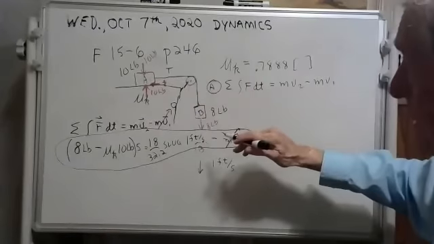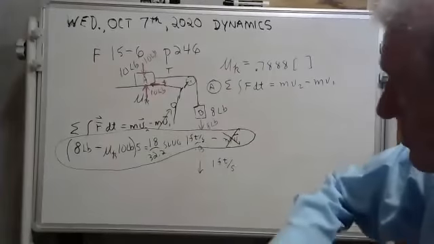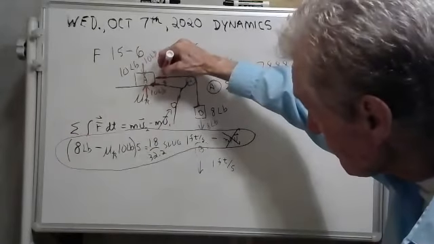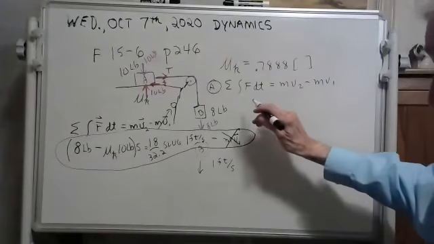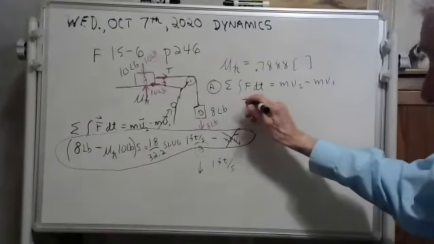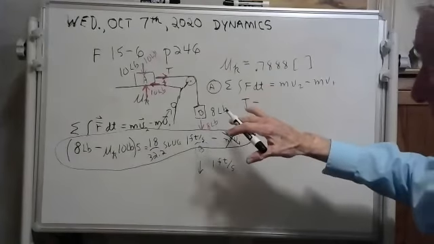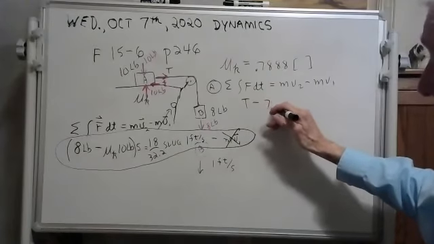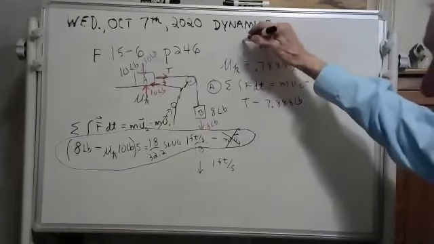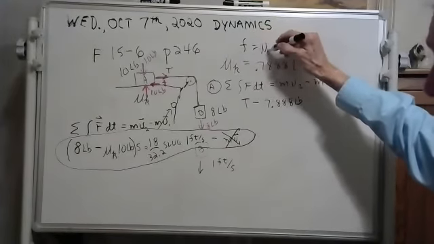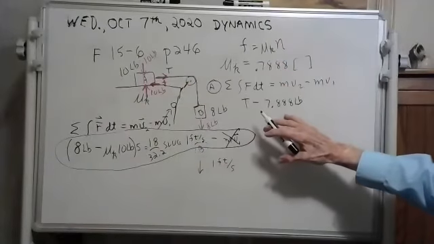Now on body A, you have to include the tension. See, the tension is an external force on body A. You can't just forget it. So what you have there is tension minus the friction. But we can get the friction. You know what it is? It's 7.888 pounds. See, friction is mu sub k times the normal. The normal is 10 pounds. 10 times that is the friction.